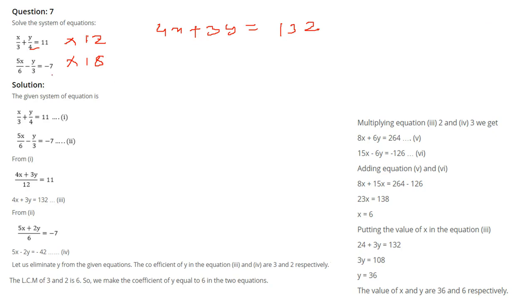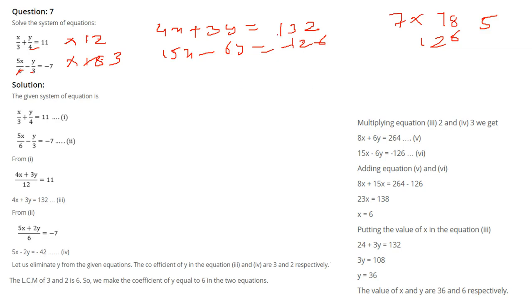Now the second equation is 18. So 6 3s are 18. 5 3s are 15, 15x minus 3 6s are 18, 6y. 6y equal to minus 7 into 18, which is minus 126. Now we have a very good equation. Now we are able to solve it.